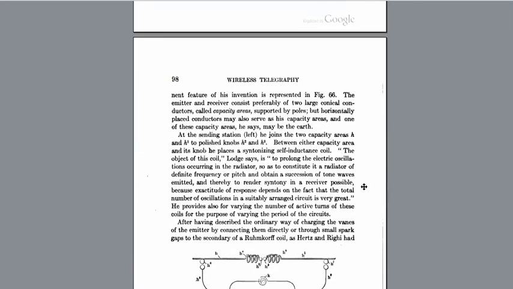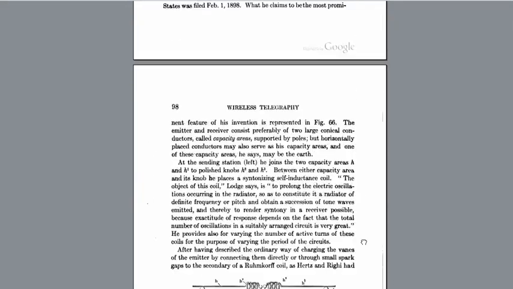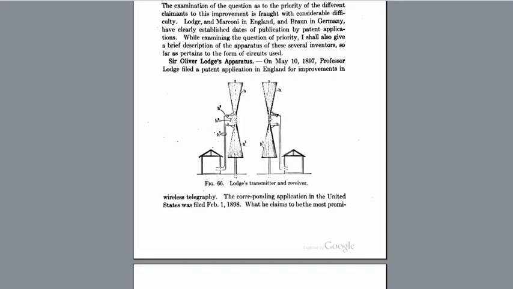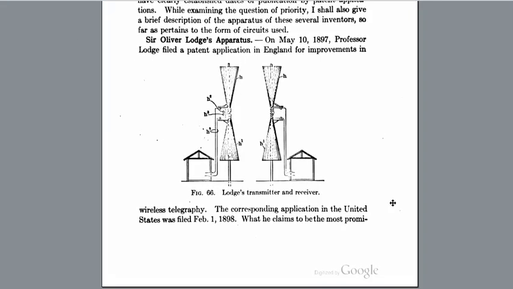What he claims to be the most prominent feature of his invention is represented in figure 66. The emitter and receiver consist preferably of two large conical conductors called capacity areas, supported by poles. But horizontally placed conductors may also serve as his capacity areas, and one of these capacity areas, he says, may be the Earth. At the sending station, shown at the left, he joins the two capacity areas H and H' to polished knobs H² and H³.